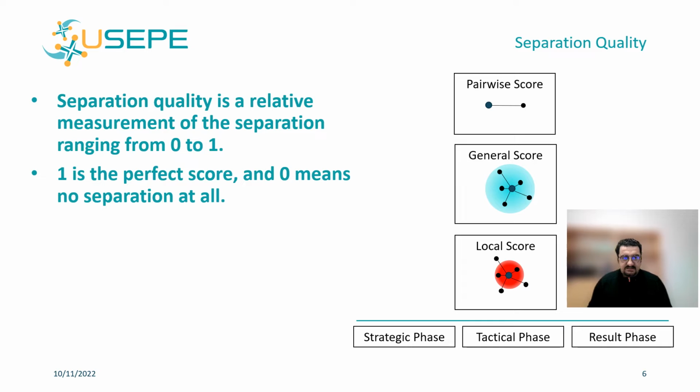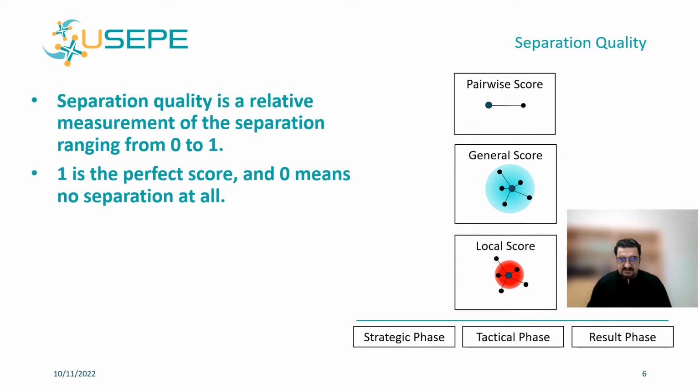Separation quality is a relative measurement of separation ranging from 0 to 1. 1 is a perfect score, 0 means no separation at all. We obtain separation quality from 3 different perspectives. First one is the pairwise score. This score is computed between all pairs. So the separation quality of the entire traffic is defined.